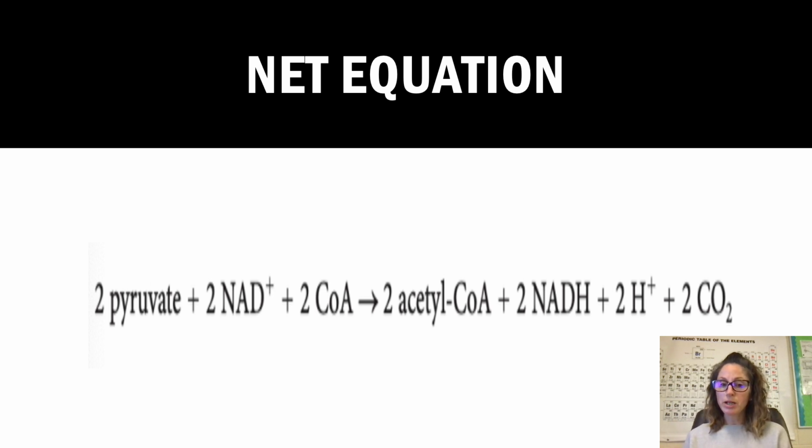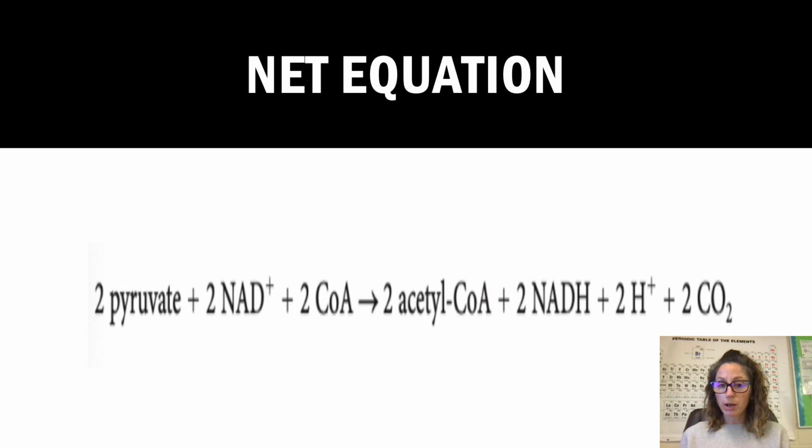So our net reaction, remember, we have 2 pyruvates being produced for every glucose molecule that is being consumed. So we have 2 pyruvate that are going to react with 2 NAD+, and we have 2 coenzyme A, or CoAs, going into the reaction. What is produced? We have 2 acetyl-CoAs being produced, 2 NADH, 2 hydrogen ions, which we'll see how important these are, and 2 molecules of carbon dioxide, which we exhale.